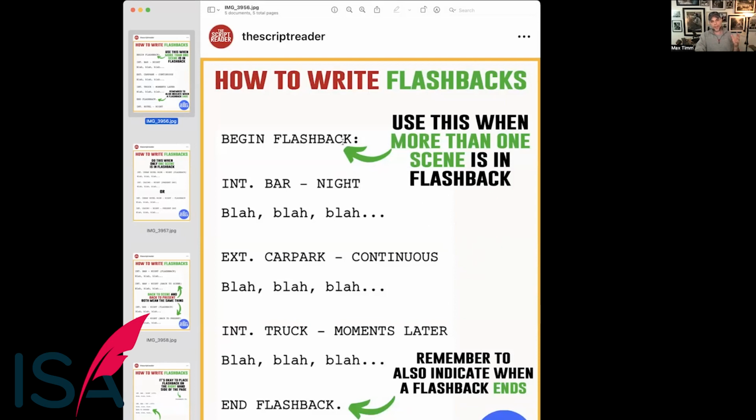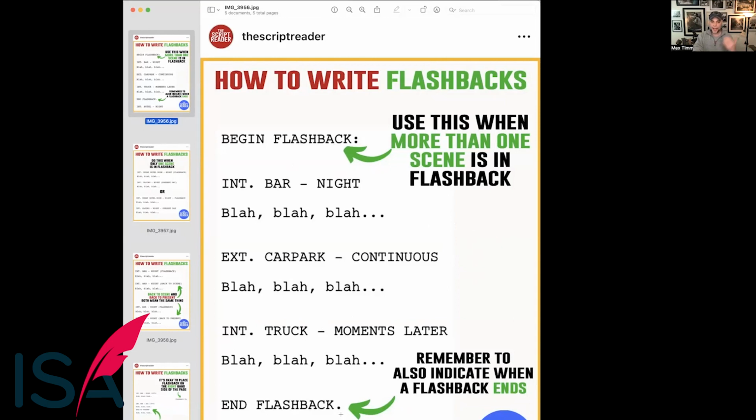How to write flashbacks. Yes, you want to start with BEGIN FLASHBACK, colon, and then you get into the scene like they're doing, blah, blah, blah. I'll talk about continuous in a second because it's so important because I see it all the time. But anyway, truck, blah, blah, blah. Remember to also indicate when a flashback ends. So yes, END FLASHBACK, and yes, period.